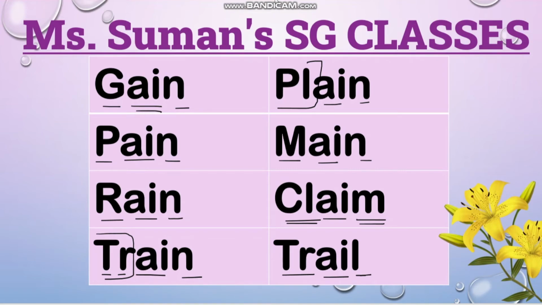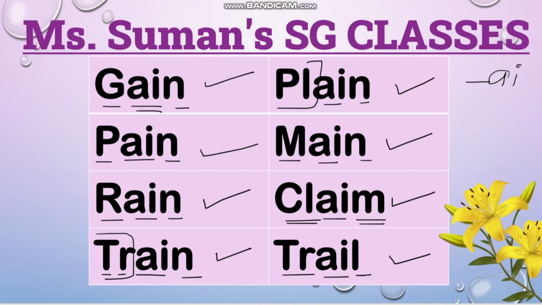Let's try and read them using our inner voice. Gain, pain, rain, train, plain, main, claim, trail. Very good job. So now we have covered the A-I family that makes the sound of A, and also we have covered the A-Y family. This family also makes the sound of A.